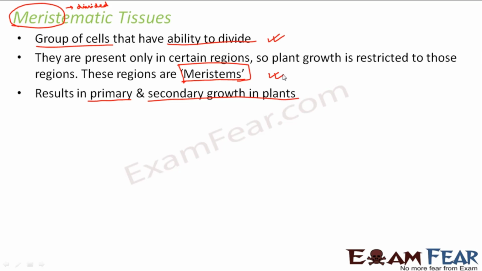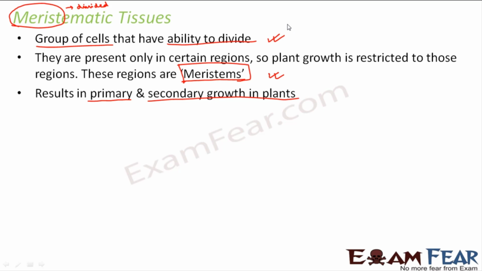Now what happens when they divide? When these meristematic tissues divide, these cells will divide, so new cells will be formed. Right? Now what will happen to those new cells? Some of the new cells will remain in the meristem. That means they will remain in that area where meristematic tissues actually lie. But some new cells will be pushed away from this region of division.